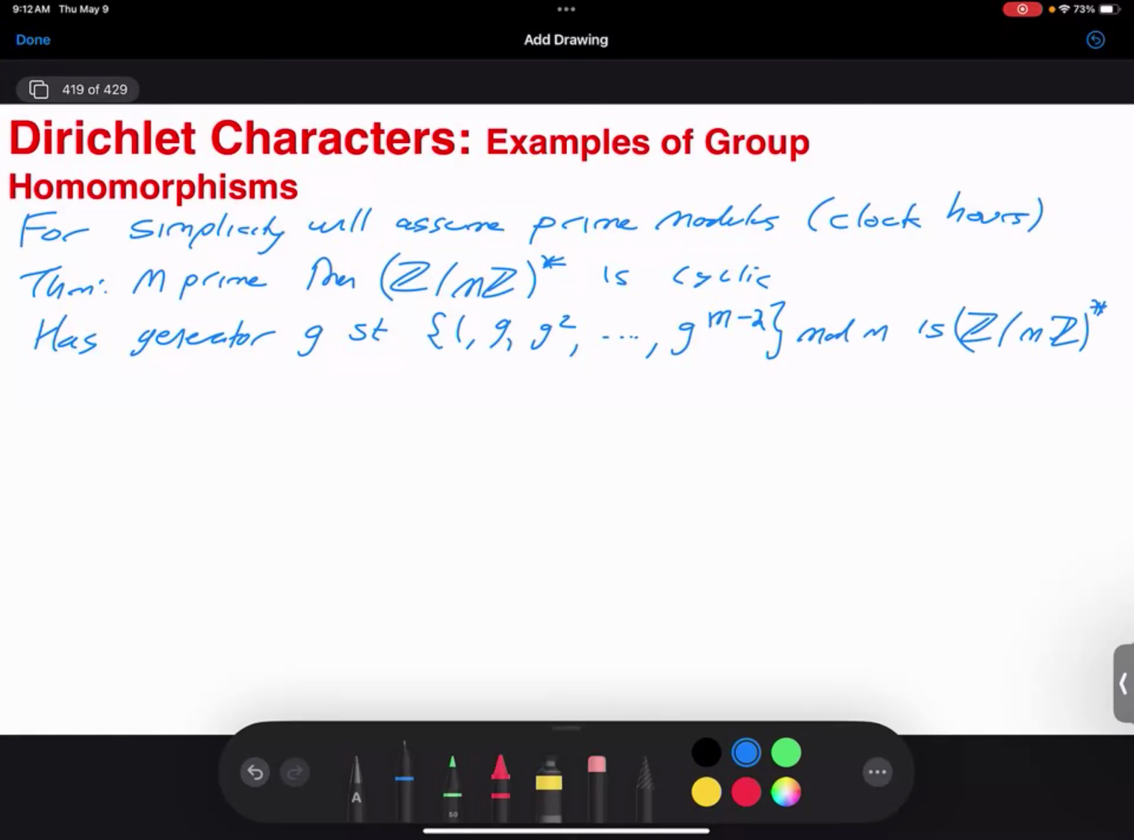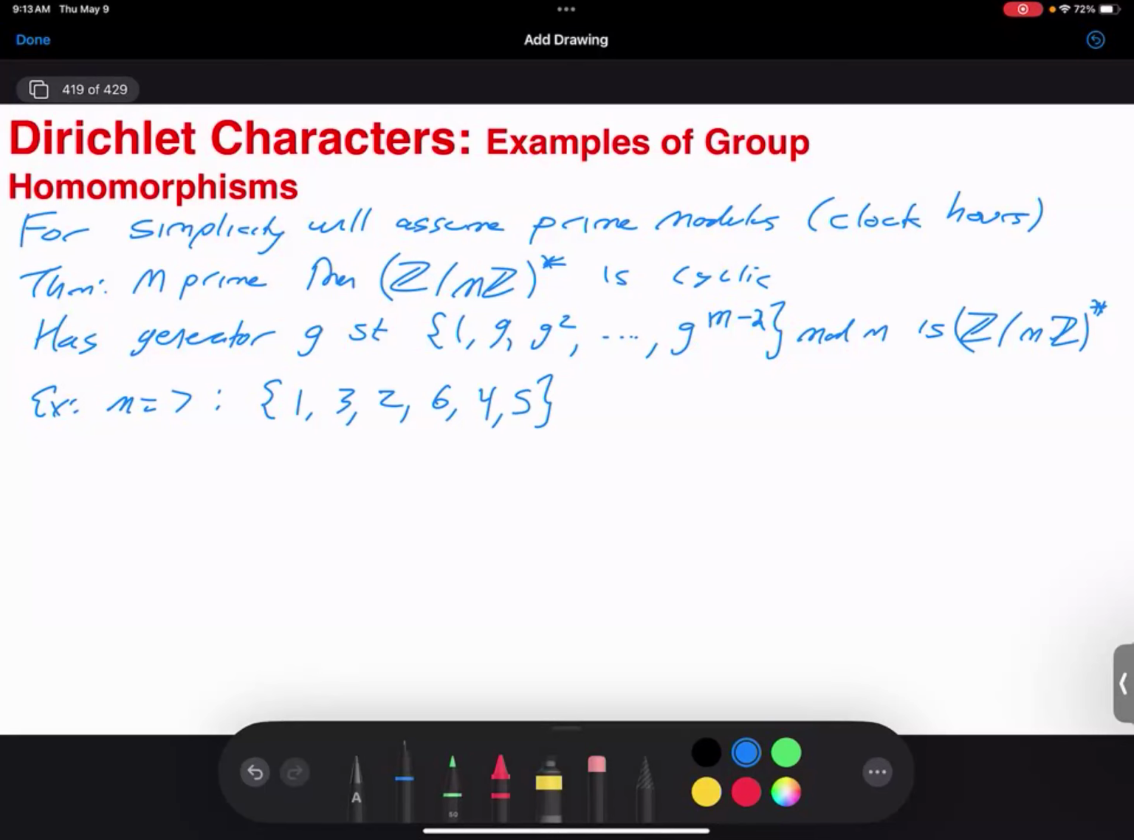So we talked about this before. For example, if M equals 7: 1, 3. What's 3 squared mod 7? 2. And then 3 cubed would be 2 times 3, which is 6. 3 to the 4th would be 6 times 3, which is 18. Mod 7, what is 18? 4. And then 4 times 3 is 12, which is the same as 5. And then 5 times 3 is 15.